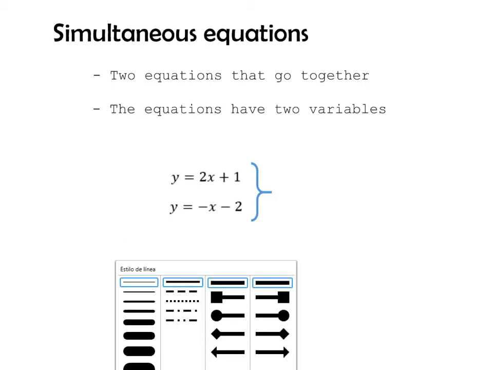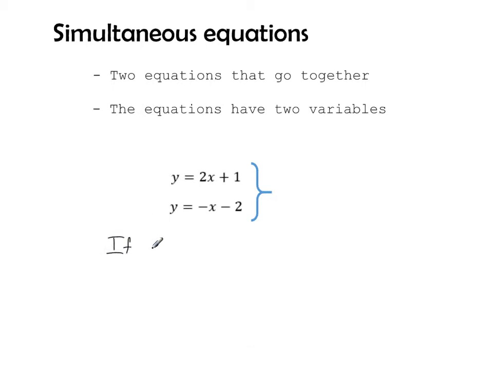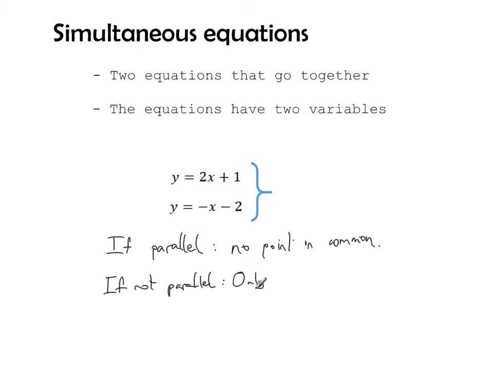Now, there's one relevant thing that has to be said about them too. First of all, if they're parallel, they will have no point in common. However, if they're not parallel, they will simply have only one point in common. There's another case which I'm not going to really go into, which could be that this is actually the same line, but that's really not very relevant.